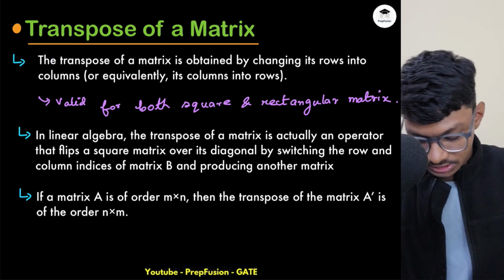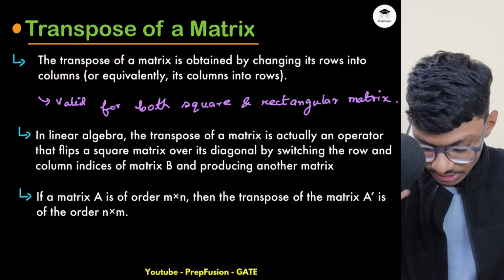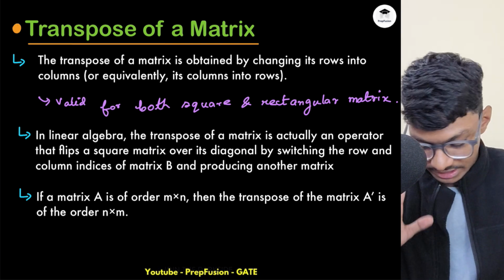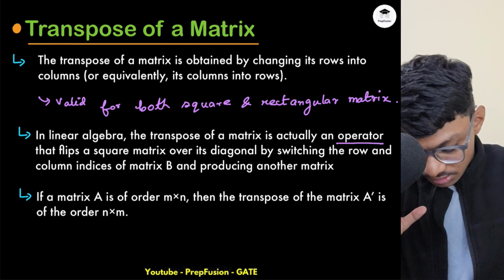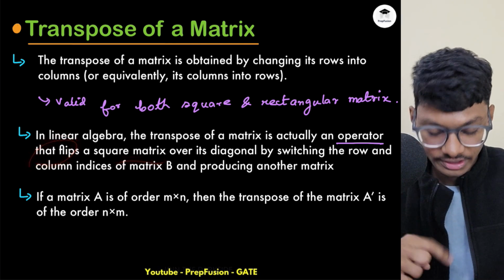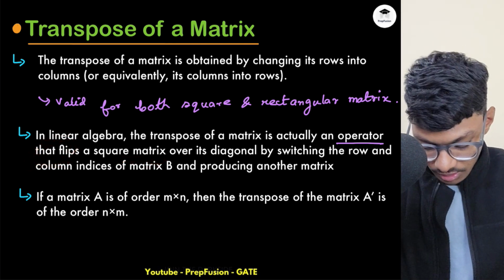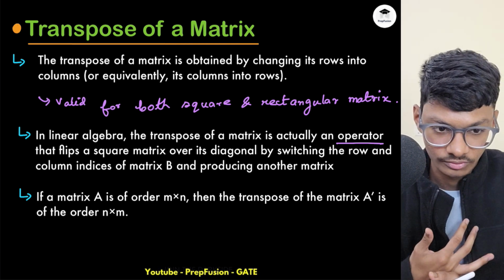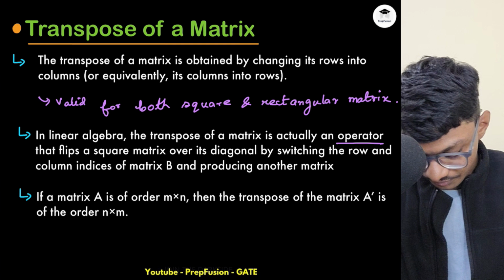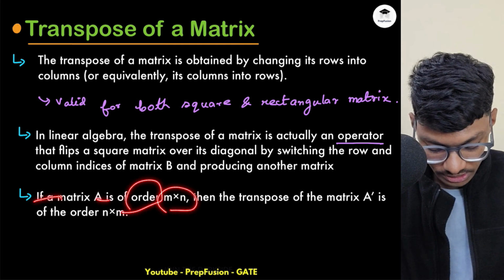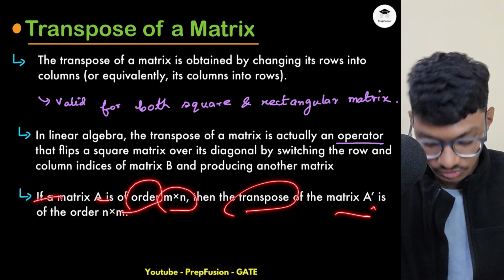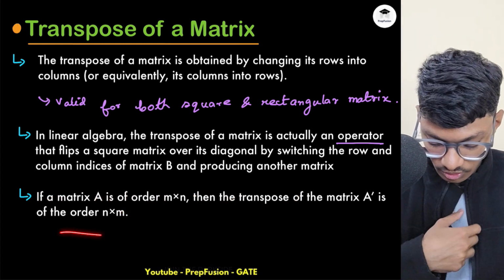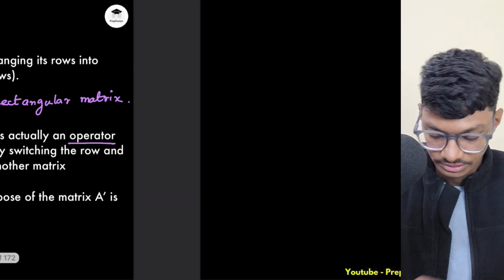So this is the first point about the transpose. In linear algebra, the transpose of a matrix is actually an operator. As I told, it's an operator that flips a matrix over its diagonal by switching the row and column indices of the matrix, producing another matrix. Once we do an example, we'll understand this. And if a matrix A is of order m cross n, then the transpose of the matrix A, denoted A dash or A T, I will show you the symbol also, is of the order n cross m. These are the 3 points.